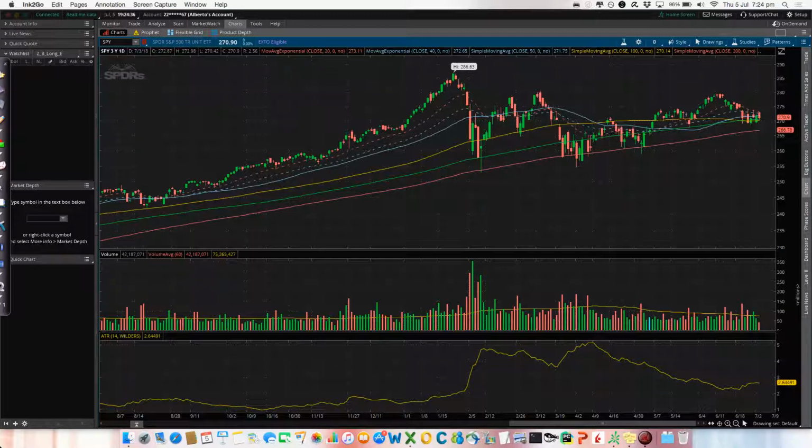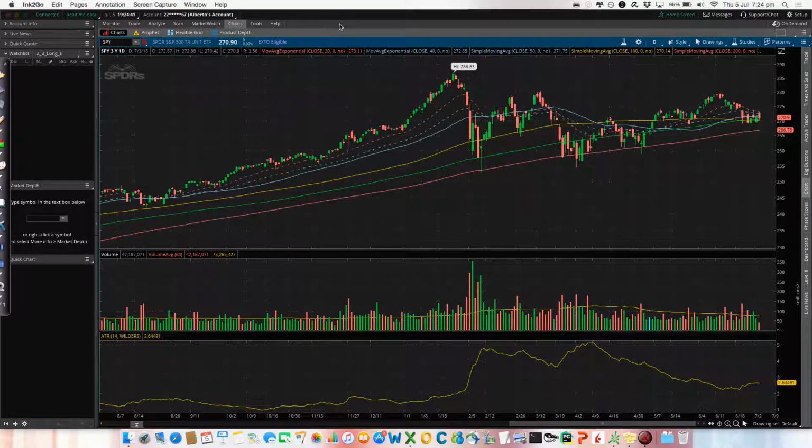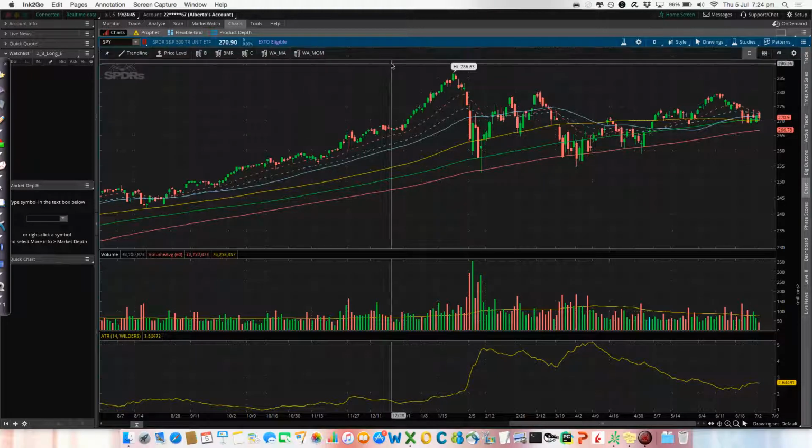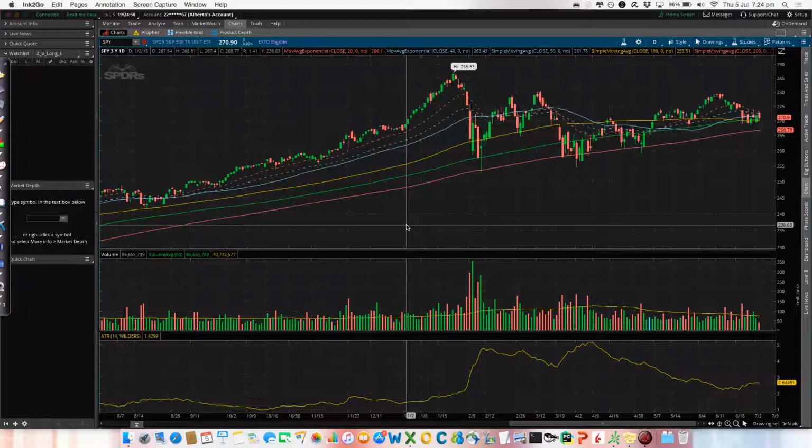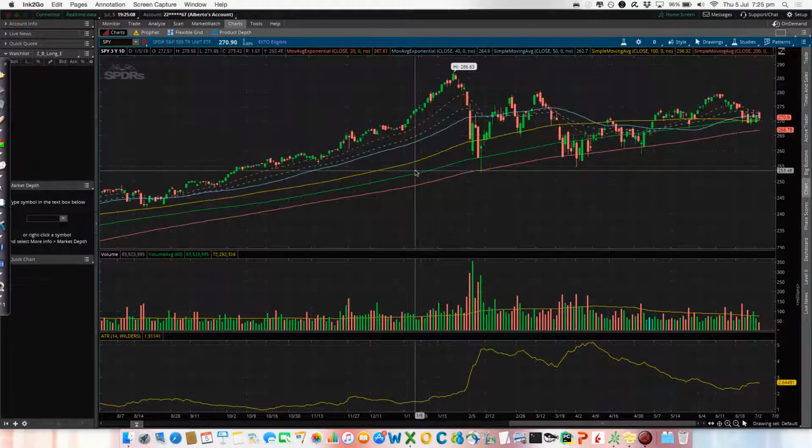So as you can see, I'm showing the S&P, the ETF, SPY, on the Thinkorswim platform, and these lines are the moving averages. I'm explaining this in a while, but if you don't remember, please have a look at my video on moving averages. The thing is that moving averages are a very powerful tool to identify trends. So here, as you can see, we have 6 of them.